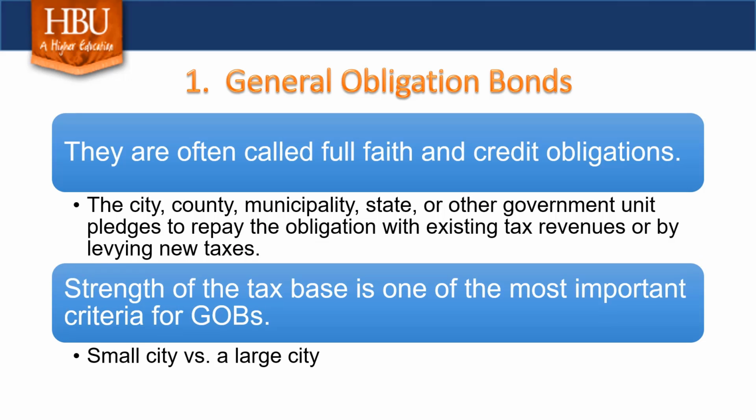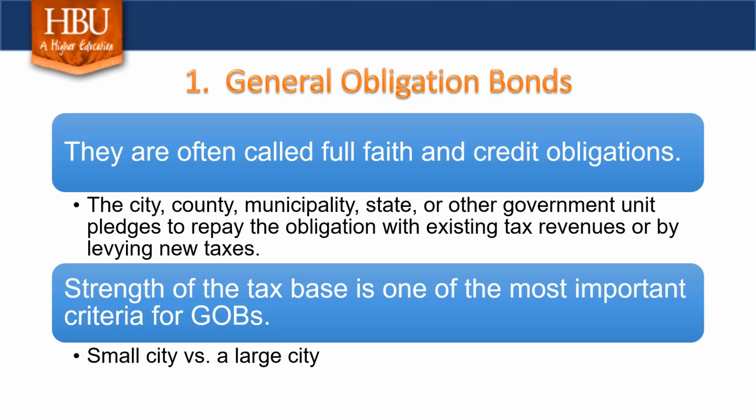Our first government-issued bond are general obligation bonds. We see this common in the building of new arenas and facilities. They're often called full faith and credit obligations. So how are these done? The city, county, or even state or other local governments pledge to repay this bond or this loan with existing tax revenues, or even by levying new taxes.